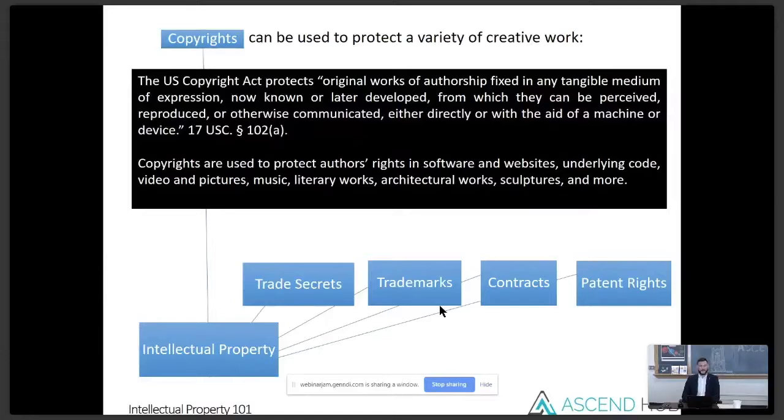So the U.S. Copyright Act protects original works of authorship fixed in any tangible medium of expression, now known or later developed, from which they can be perceived, reproduced, or otherwise communicated, either directly or with the aid of a machine or device. So this definition is very well tested. You can see that they have built in lots of language to make it durable, so that when new technologies come up that copyright could be applicable to, you're still able to utilize copyright to protect your rights.